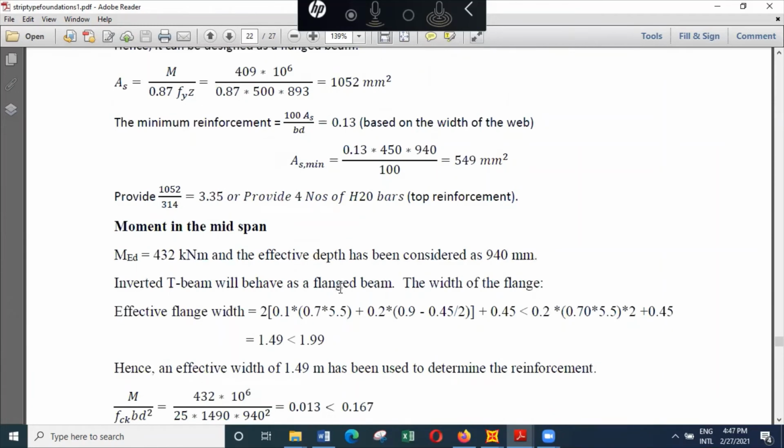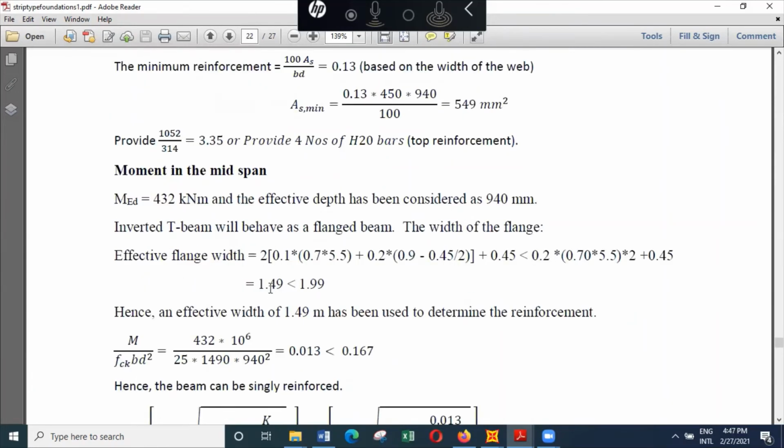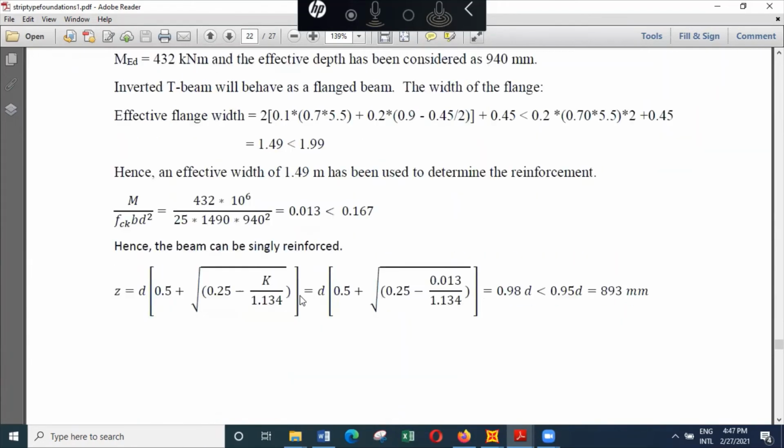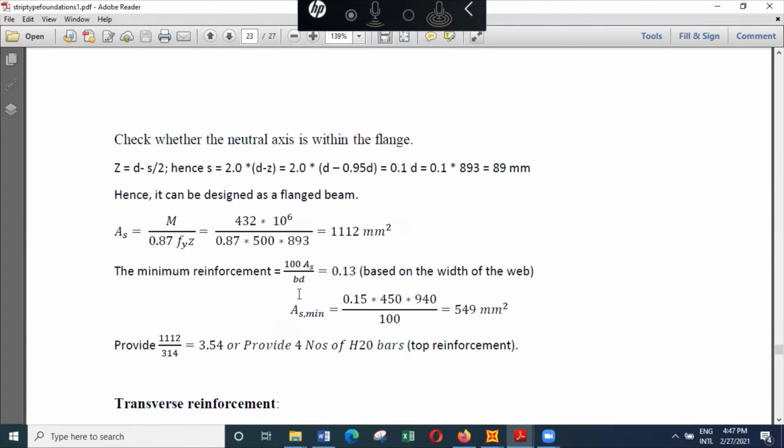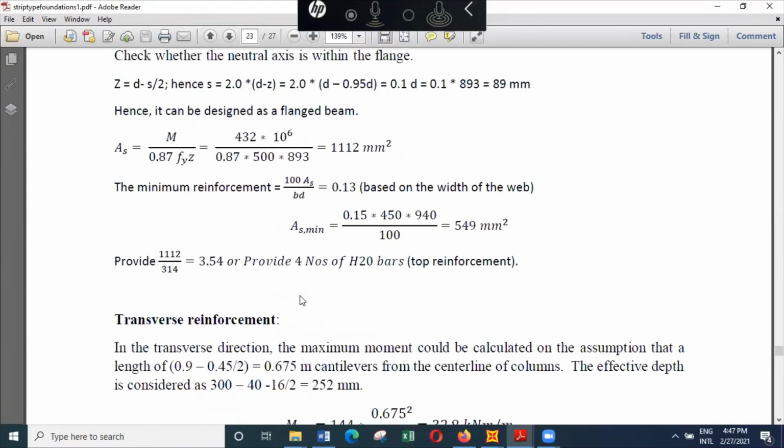These are the flange widths. And then the reinforcement. Again, the minimum reinforcement check. And then the transverse reinforcement.